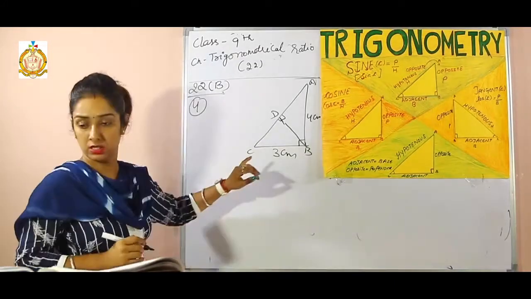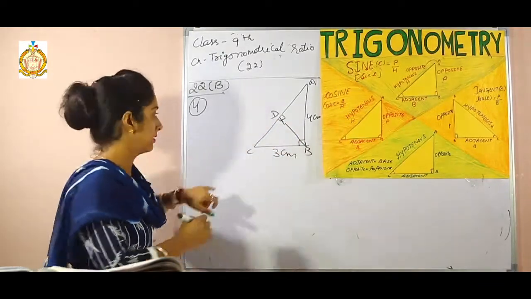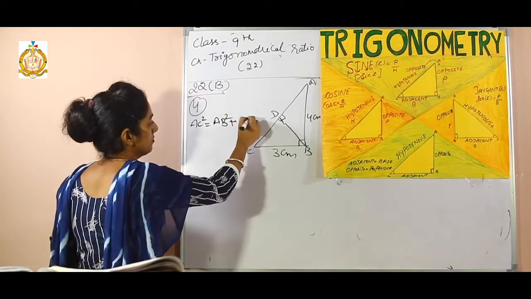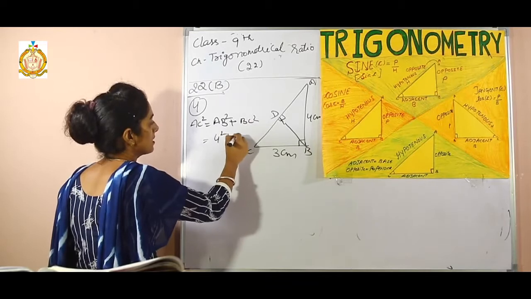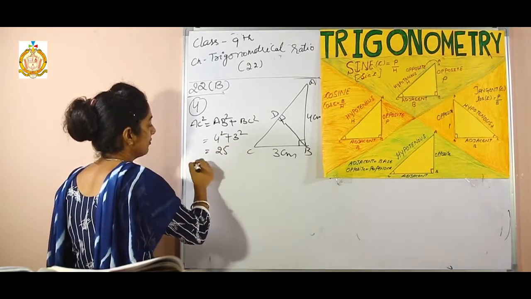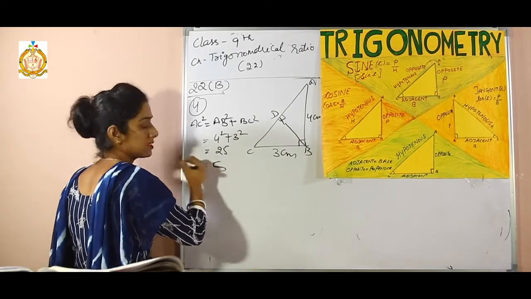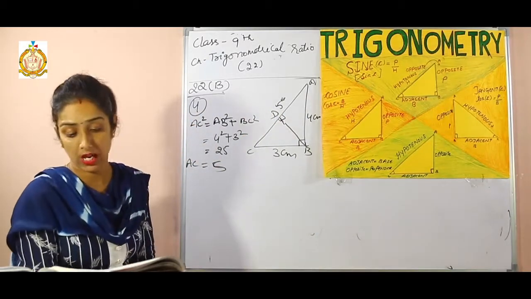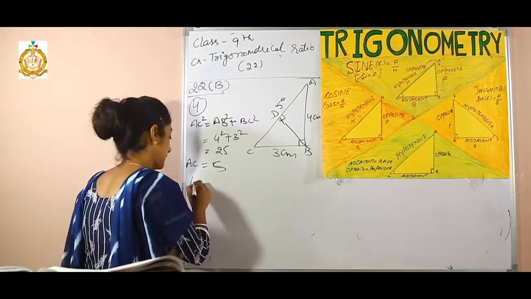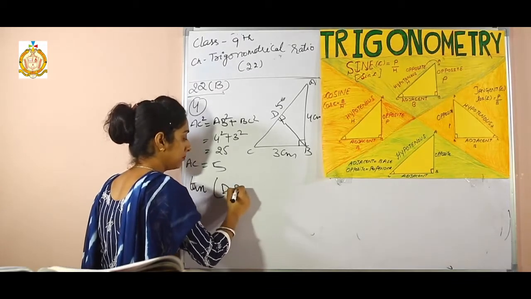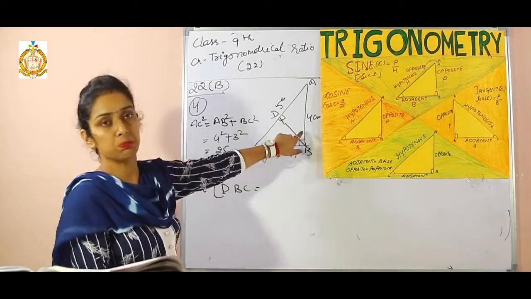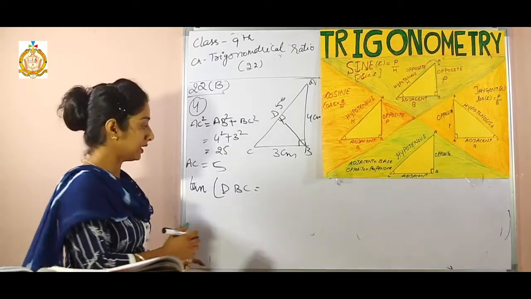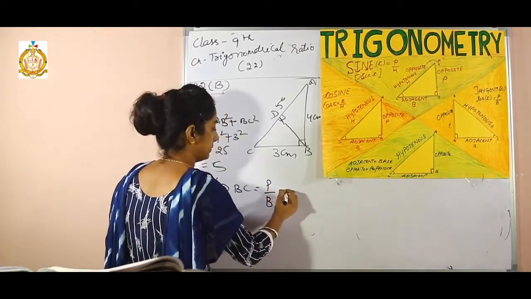first of all we have to find AC. Now AC square is AB square plus BC square, which is 4 square plus 3 square, again 25. Now AC is what? Sorry, AC is 5, right? Now AC is 5. Now students, we have to find tan DBC. Means B is a angle. If B is a angle, now what is a P?